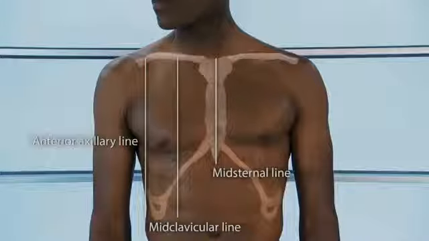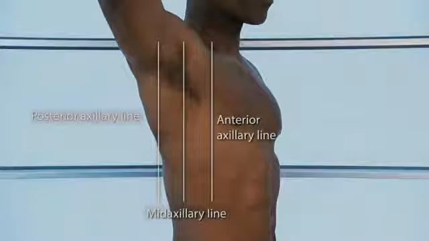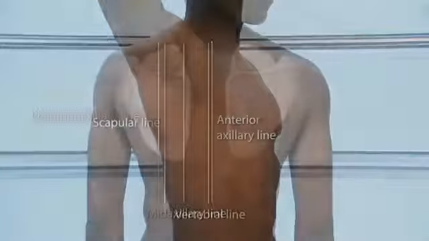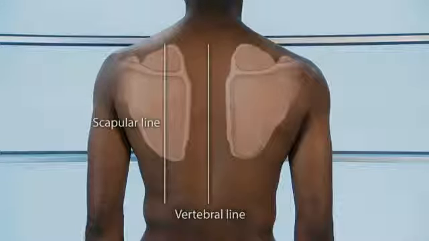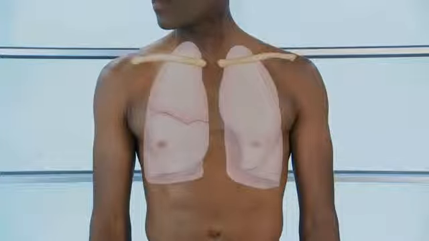To further locate and describe your findings, use these imaginary vertical lines: the mid-sternal, mid-clavicular, anterior axillary, mid-axillary, posterior axillary, scapular, and vertebral. When examining the chest, it's helpful to visualize the underlying lungs and their fissures and lobes on the chest wall.